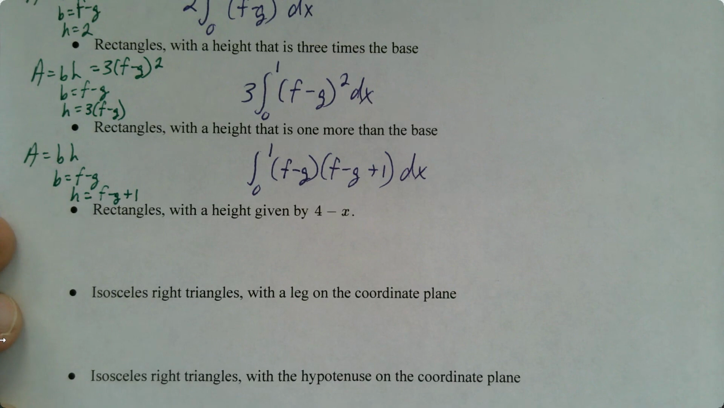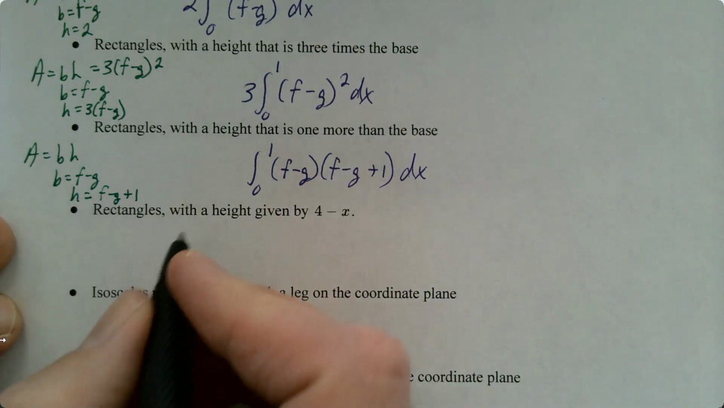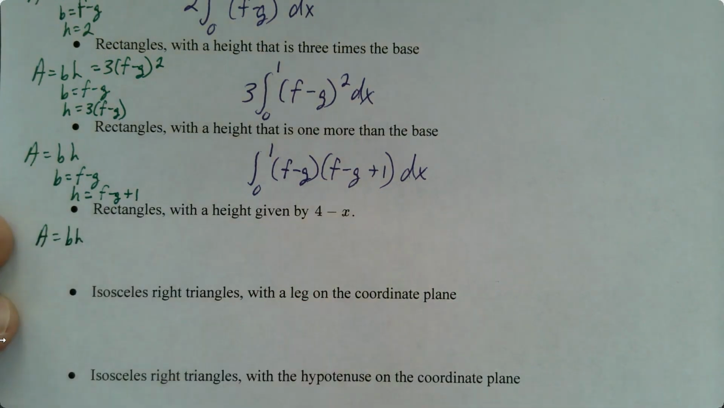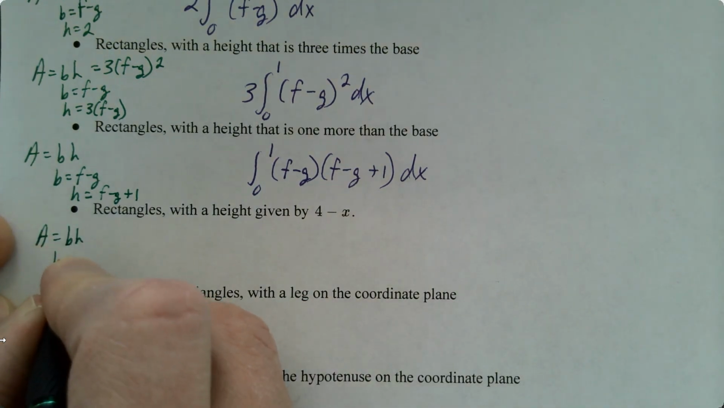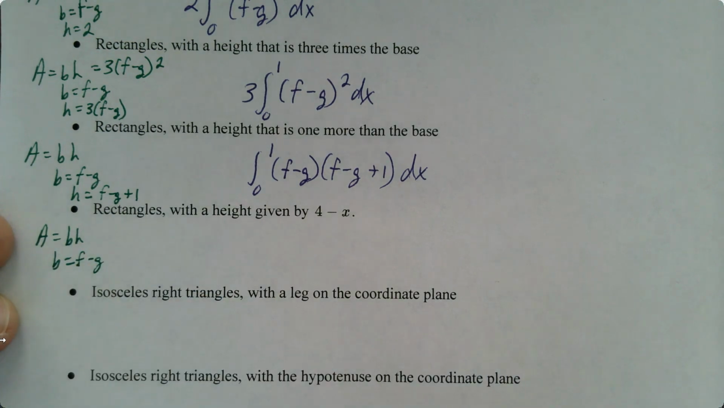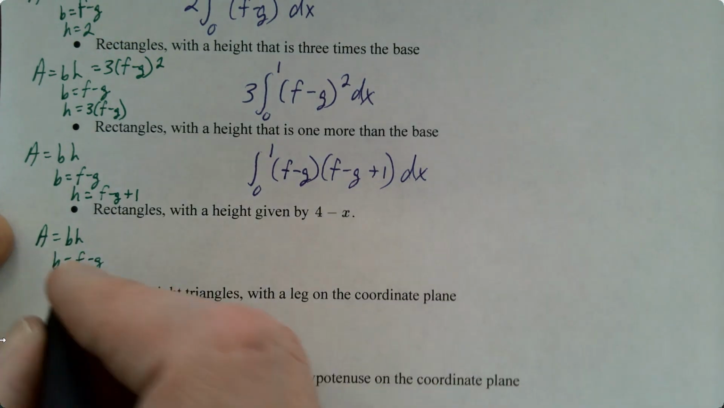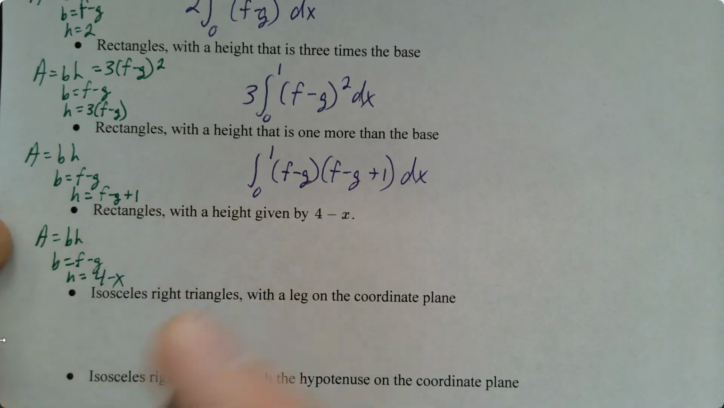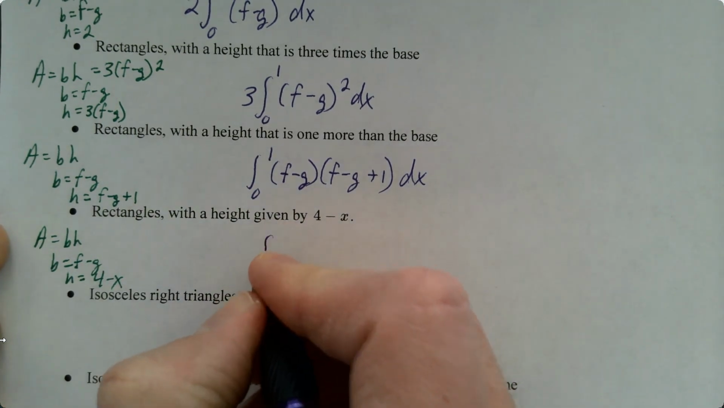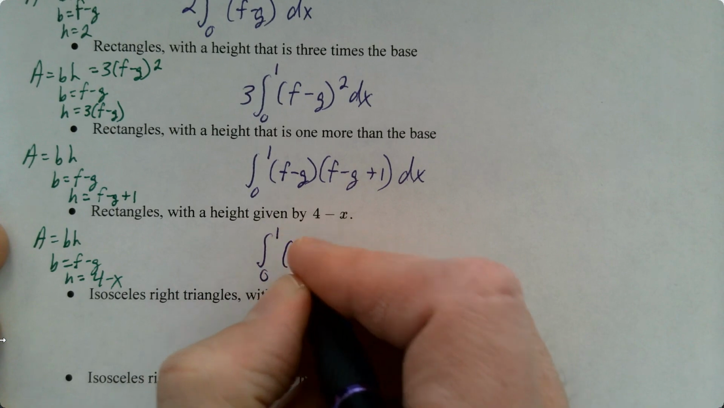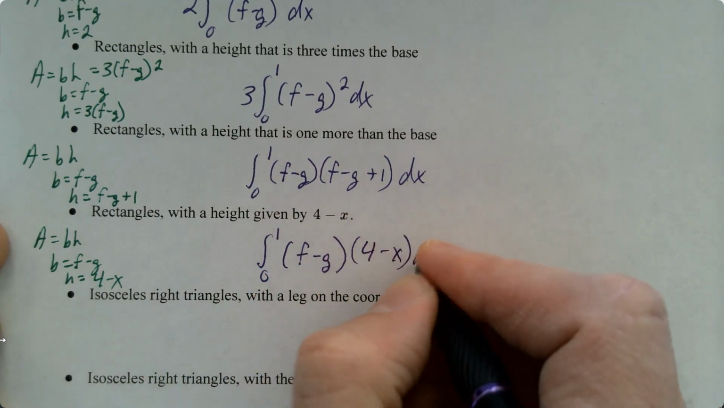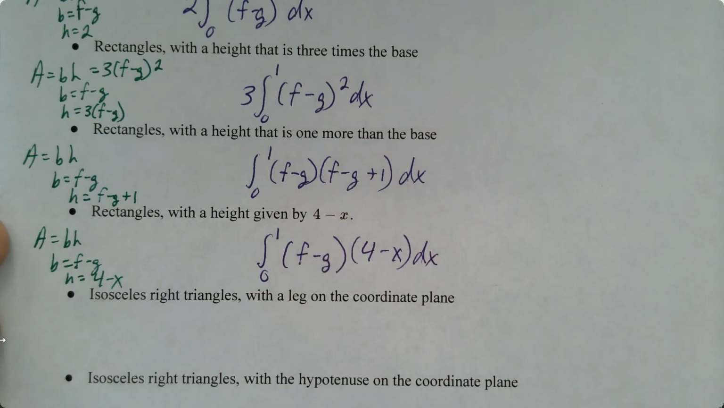Okay, let's keep moving. Rectangles with a height given by a formula. So base times height is a rectangle. The base is F minus G. You don't need to write this every time, that's fine, but it just sort of helps me explain things. And the height is 4 minus x. Don't make it harder than it is. That is your height. Just go with it. So this is the integral from 0 to 1 of F minus G times 4 minus x dx. Do you want to multiply that out? Nope, me neither. Leave it.